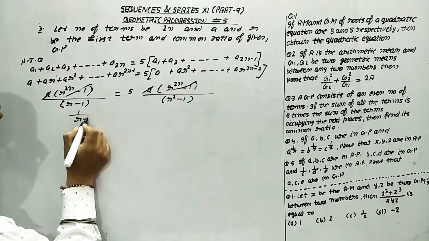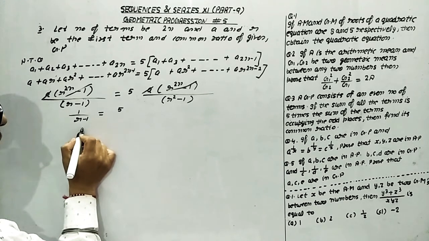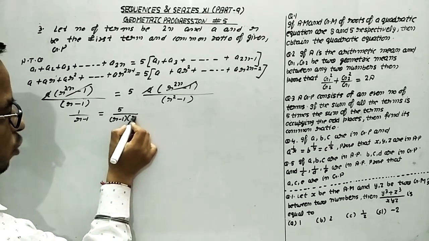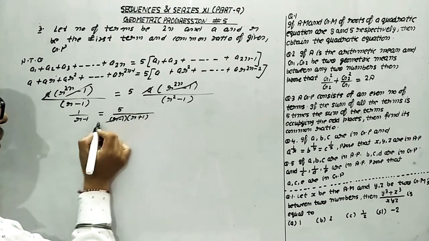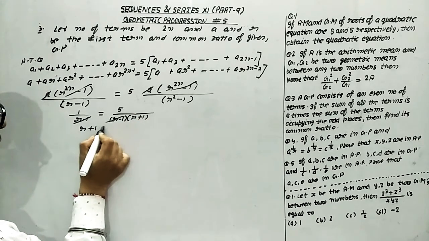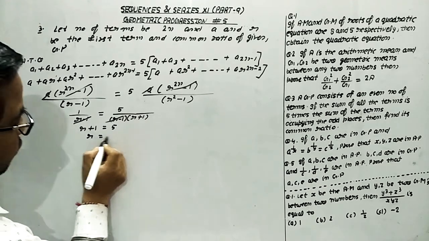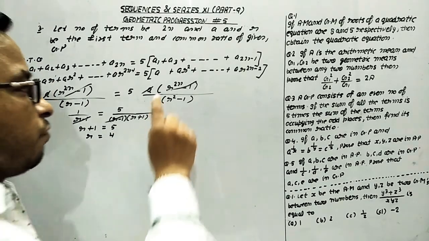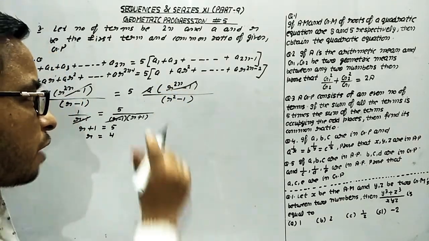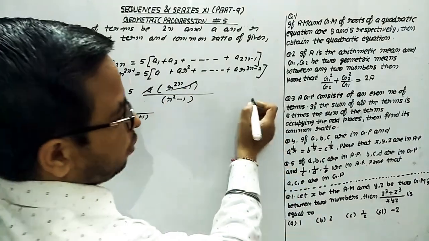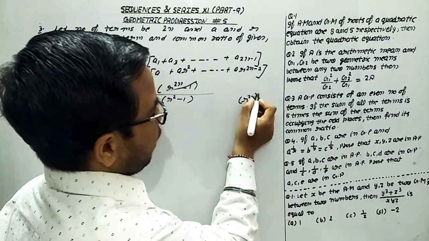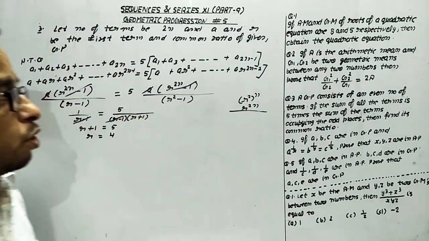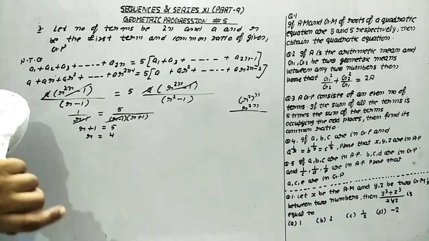It means 1 upon r minus 1 is equal to 5. It means 1 upon r minus 1, r plus 1. This term cancels out. It means r plus 1 is equal to 5. Therefore r is equal to 4, and this is the answer. Why am I writing 2 raised to power n here? Because the ratio is r square and the formula is r square raised to power n. That's why it forms r raised to power 2n here. So this is the very easy technique to solve this question.